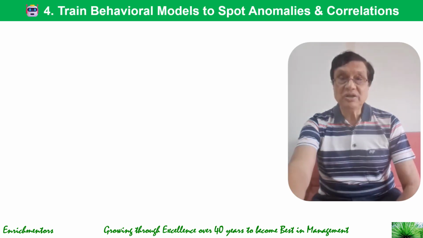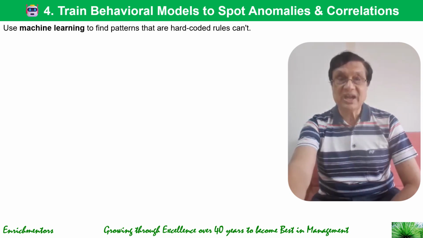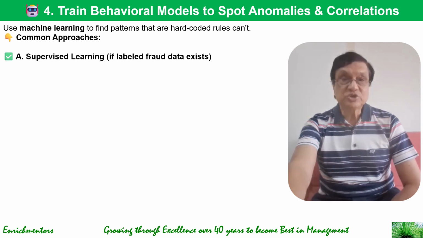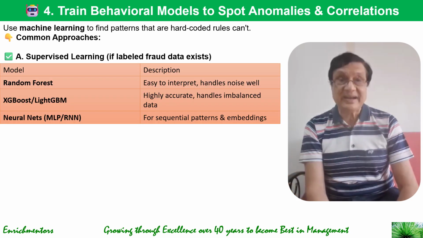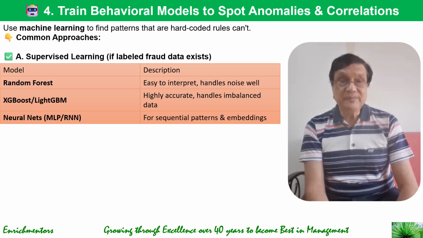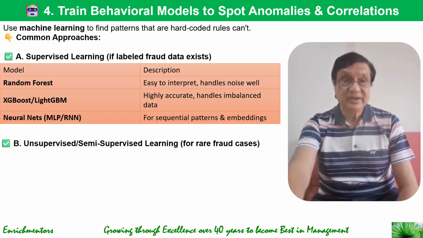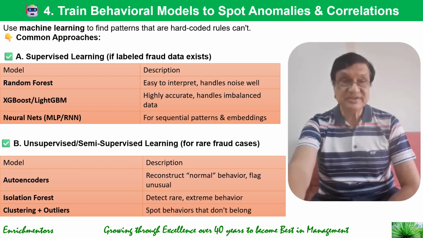Then you train behavioral models to spot anomalies and correlations. There you can use machine learning to find patterns that hard-coded rules cannot. What are the common approaches? You can use supervised learning if labeled fraud data exists. Options include random forest, which is easy to interpret and handles noise as well; XGBoost and LightGBM, which are highly accurate and handle imbalanced data; and neural nets using MLPs and RNNs for sequential patterns and embeddings. Or you could use unsupervised or semi-supervised learning for rare fraud cases.